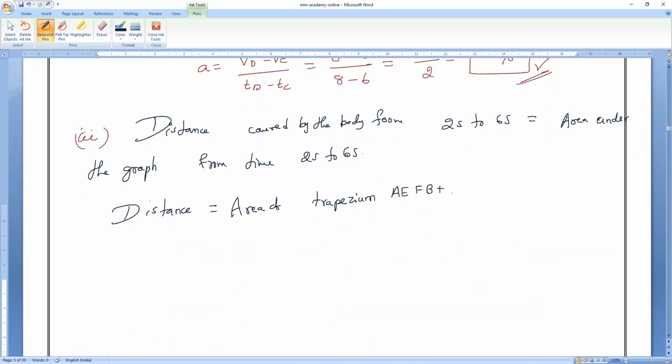Plus area of a trapezium BFGC. Is it okay, guys? Now distance S is equal to the area of a trapezium formula. Tell me. Half into the sum of the parallel sides.